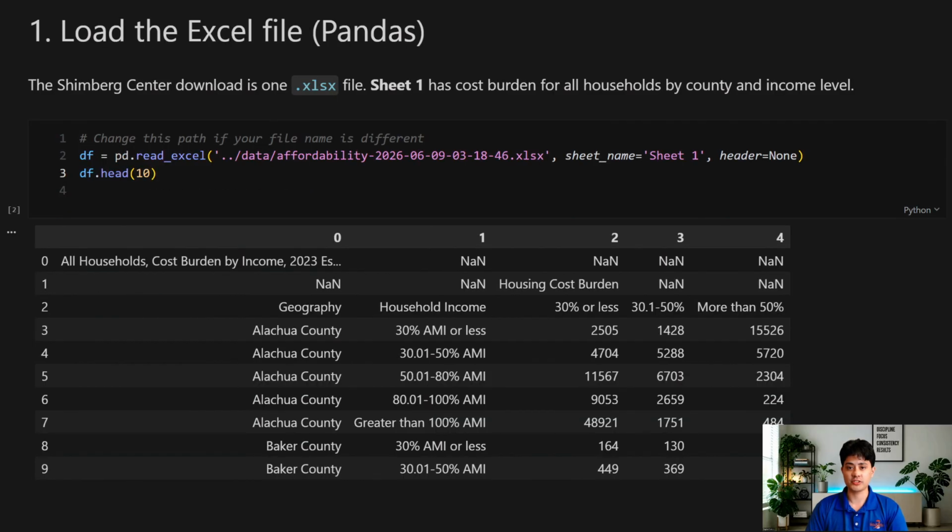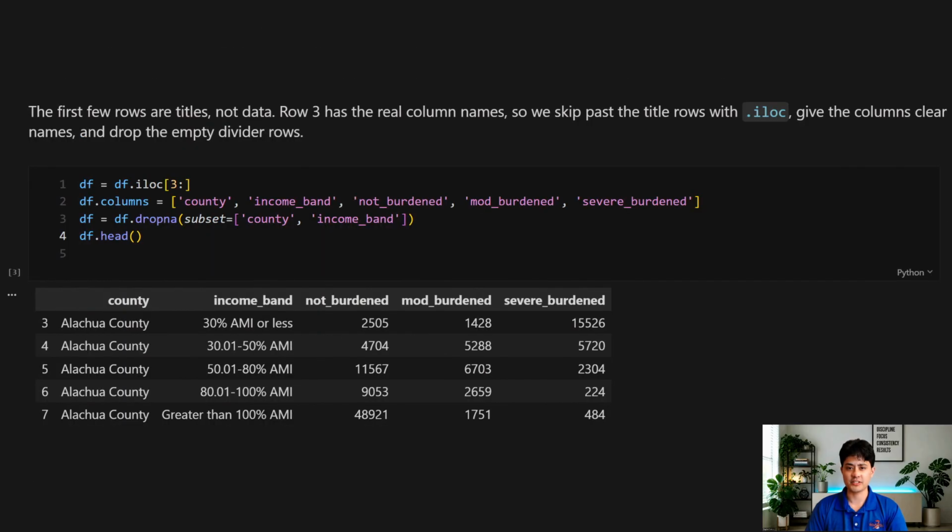In cell 2, you can see that the raw spreadsheet contains descriptive headers in the first 3 rows rather than structured data. To handle this, I use a non-header ingestion in cell 3 and programmatically slice the data frame using .iloc from index 3 onwards to drop the fluff, explicitly assigning clean relational column names: county, income band, not burdened, mod burdened, and severe burdened.